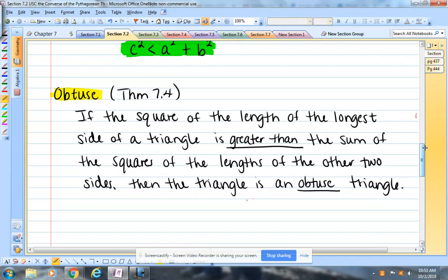And the opposite, if it's greater than, then it's an obtuse triangle. So let me write that one. If c squared is greater than a squared plus b squared, then it's obtuse. Now c has to be the longest side. You might want to write that down. C is the longest side. And you can just write this on your handout.